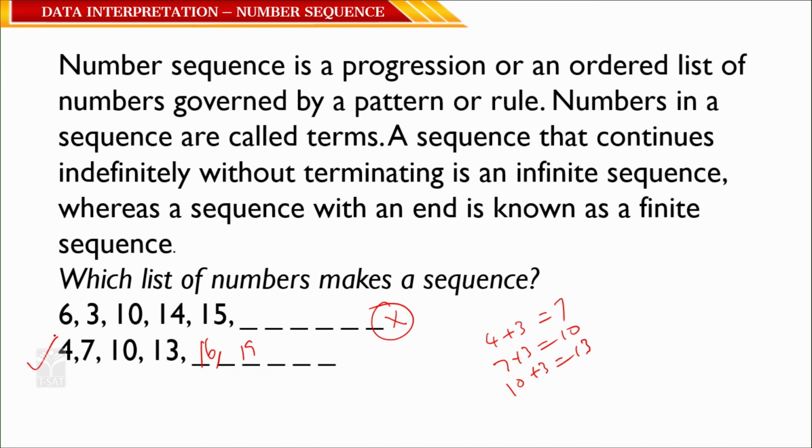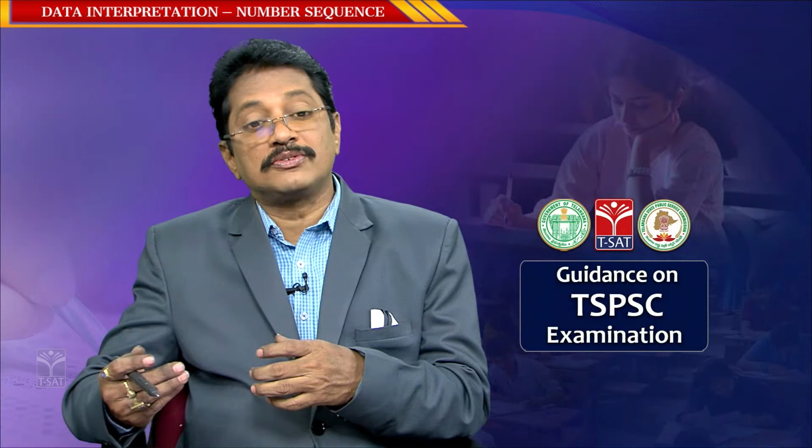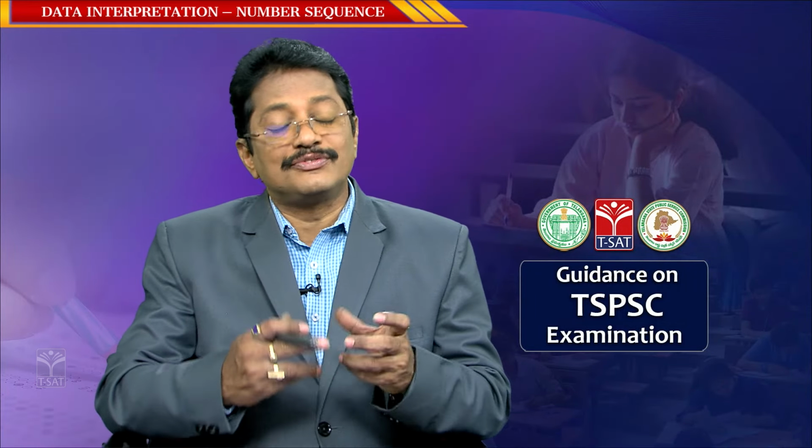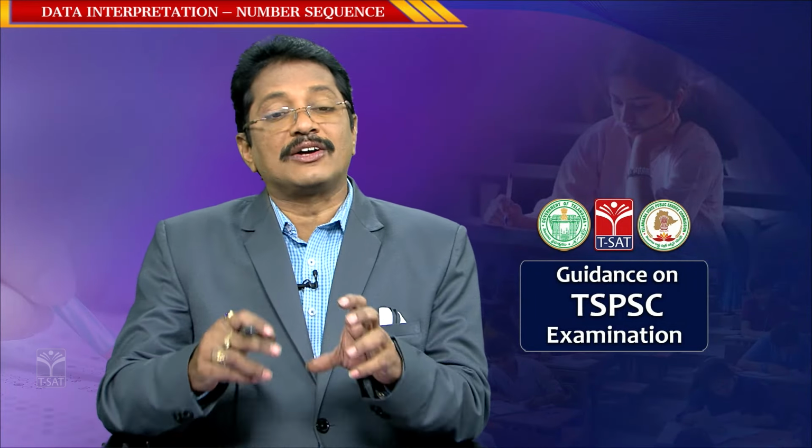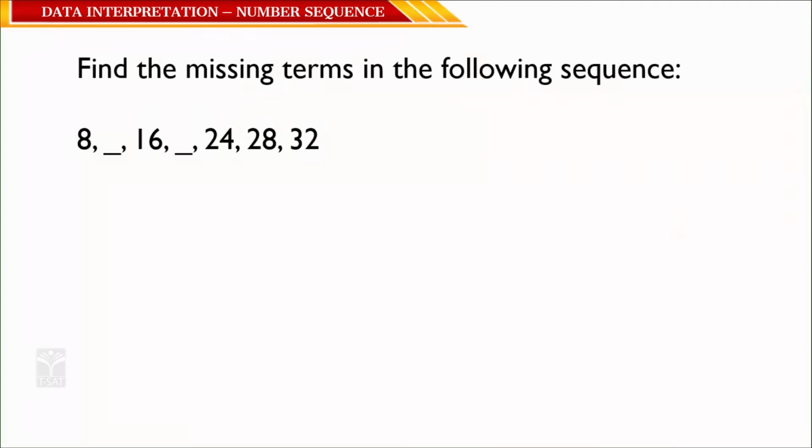The previous one is not a sequence, it is just a group of numbers. I hope you understand what is a sequence and what is a group of numbers. A sequence follows a certain rule and a pattern. So that is called a sequence, correct? Okay. Now find the missing terms of the following sequence. In prelims we have written this kind of question, correct?